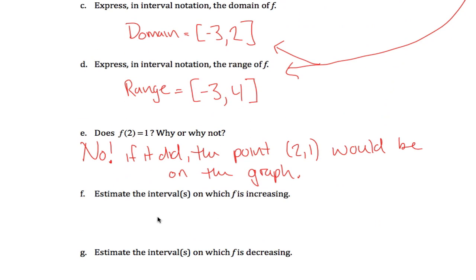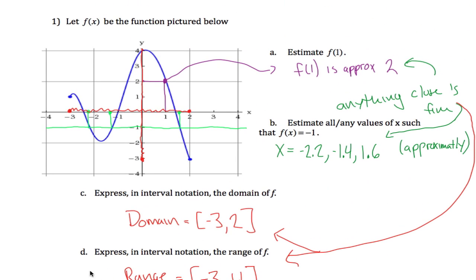Estimate the intervals on which this function is increasing. So it looks like it's increasing from, let's see, what colors have I not used yet? Black, I guess. All right. It's increasing from here up to here. Kind of increasing all throughout here. And if you're really picky, it looks like it's increasing a little bit right at the start here. Can't see it anymore because I scribbled over it. Kind of up between there too.